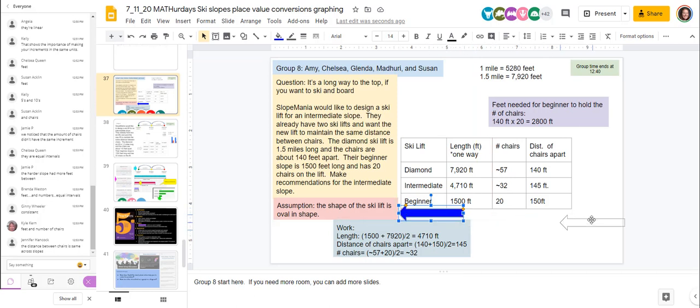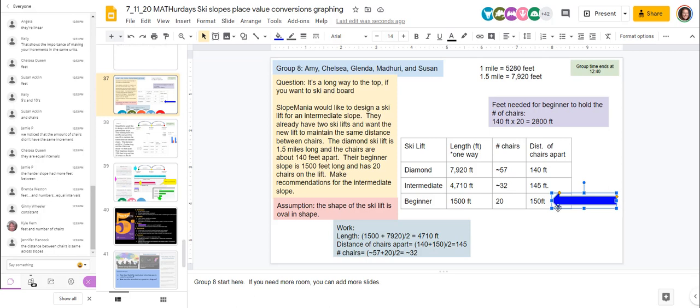So Chelsea, in your table over here, I think most people got this number. Again, we're on slide 37. I think most people got this number for the diamond, that they were 140 feet apart. How did you get that the beginner was 150 feet apart? I'm not sure. You could ask one of my other group members.